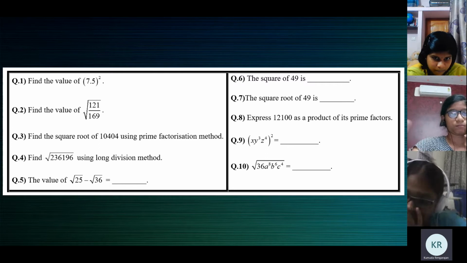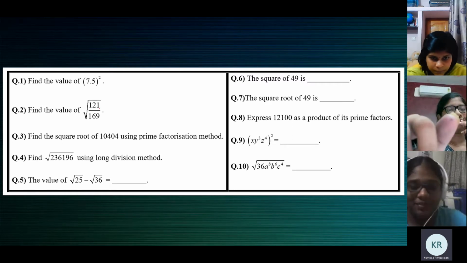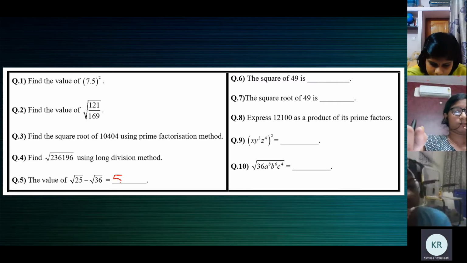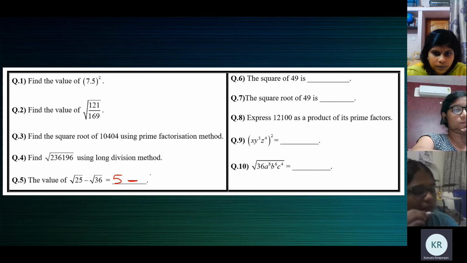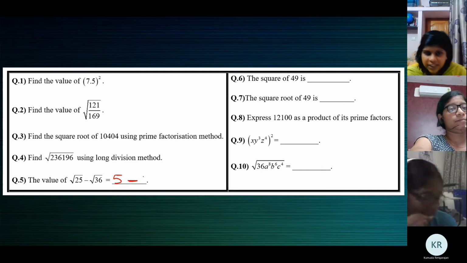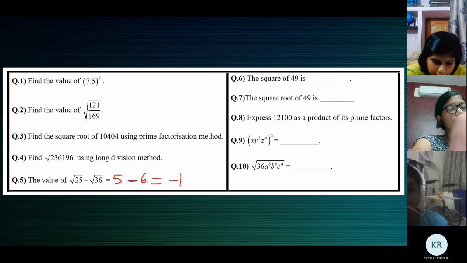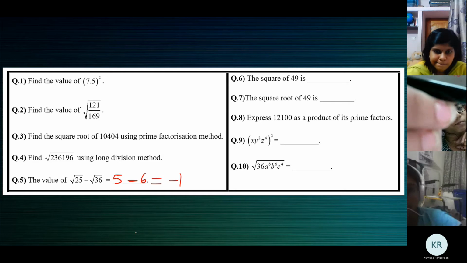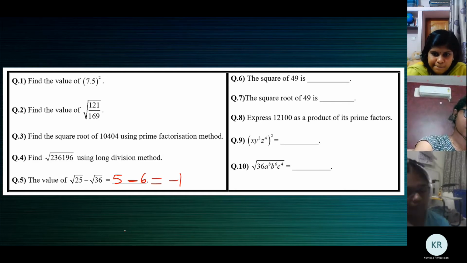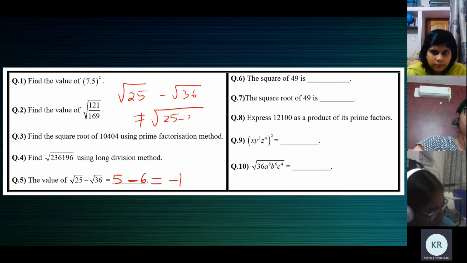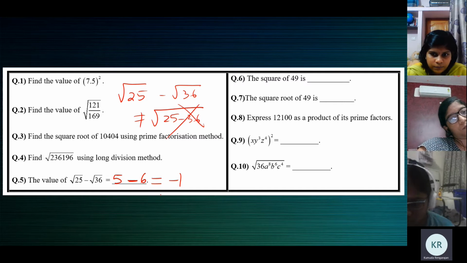Okay. Swati or Nandana, what is the square root of 25? 5, ma'am. 5. Bhavishya, 5 minus, what is the square root of 36? 6, ma'am. 6. What is 5 minus 6? -1, ma'am. Minus 1. We cannot subtract. You cannot do root 25 minus root 36. This is not equal to square root of 25 minus 36. It's not equal to this.